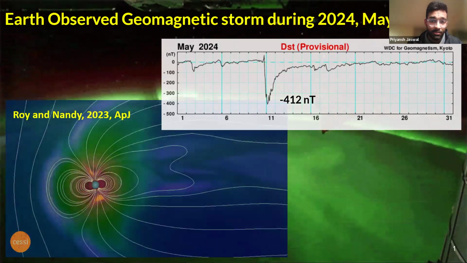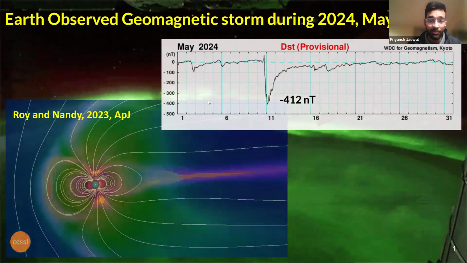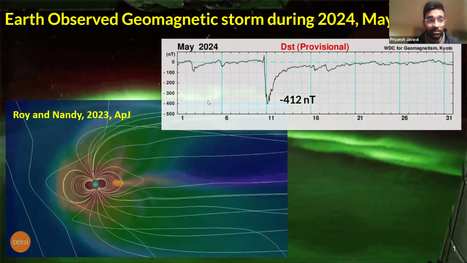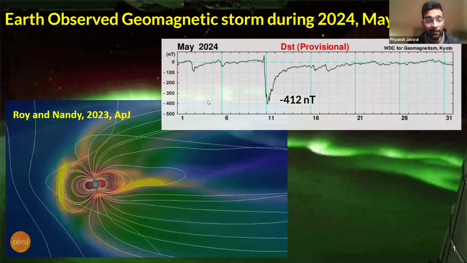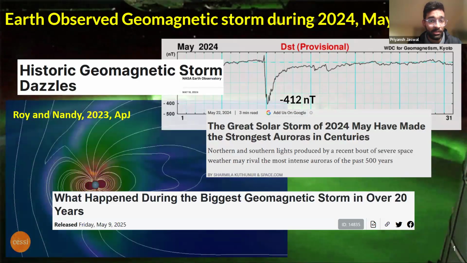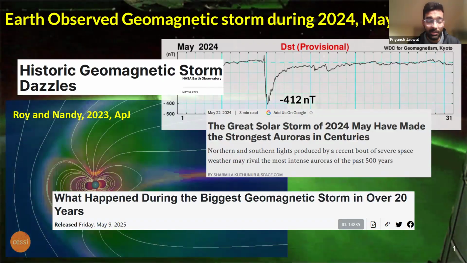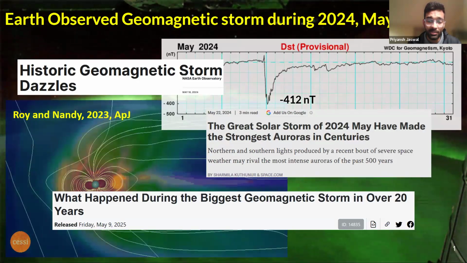During 10th to 11th May 2024, Earth witnessed a geomagnetic storm. The Dst levels had fallen down to minus 412 nanotesla. It was the strongest storm in the past 2 decades since the 2003 Halloween solar storms, and it makes it very useful for space weather assessment studies.